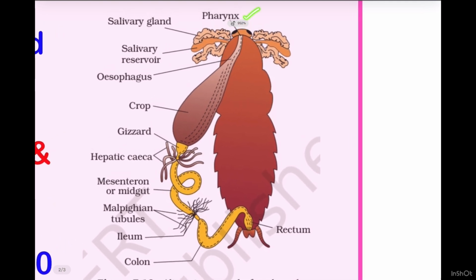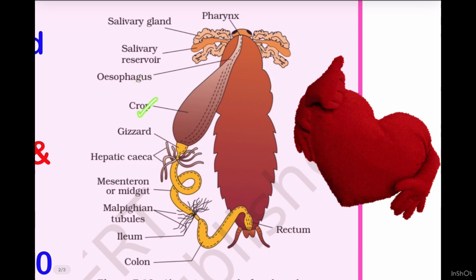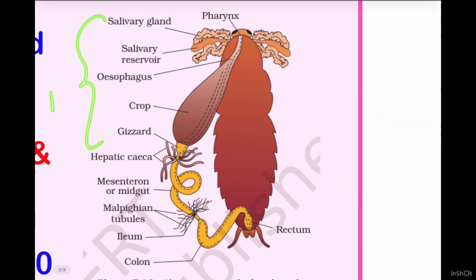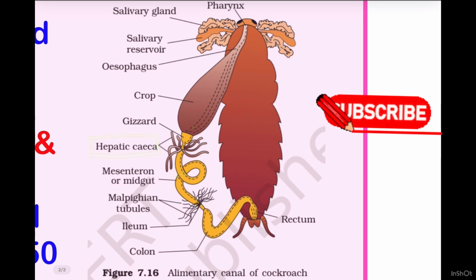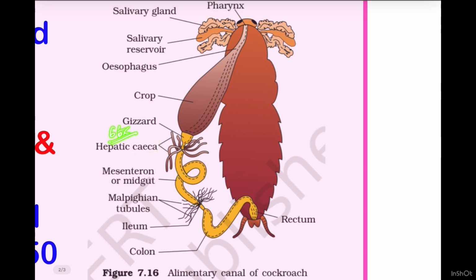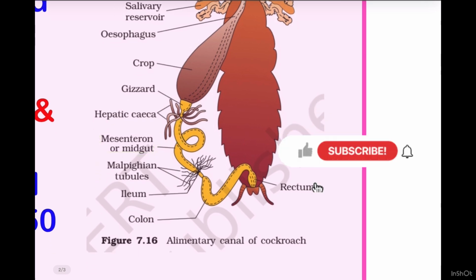Now the pharynx opens into salivary glands, which open into the esophagus, and then the crop and then the gizzard. Till here is the foregut. Between the foregut and midgut, there is a hepatic caeca, about 6 to 8 hepatic caeca, which produce hepatic juices, meaning gastric juices, into the mesenteron. Mesenteron can also be called your midgut, where chemical digestion takes place.